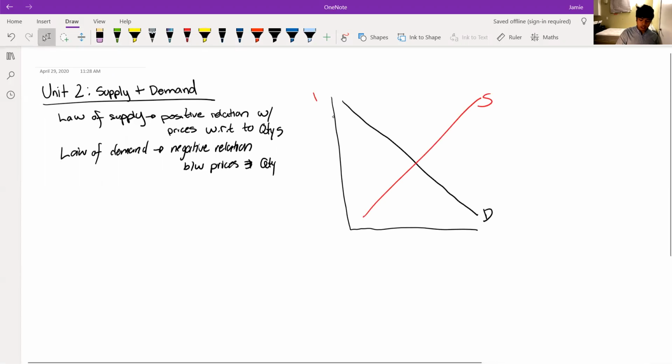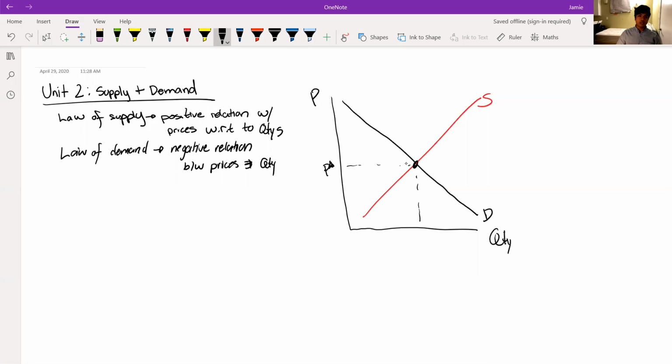We're going to have prices on the y-axis and quantity on the x-axis. You're probably wondering why. This is by convention in the economics field. We put prices on the y and quantity on the x, even though universally it should be the opposite, but just take it how it is. The intersection between supply and demand is our market equilibrium.